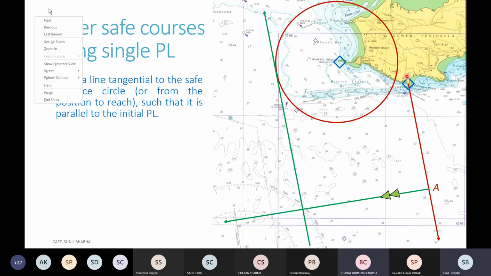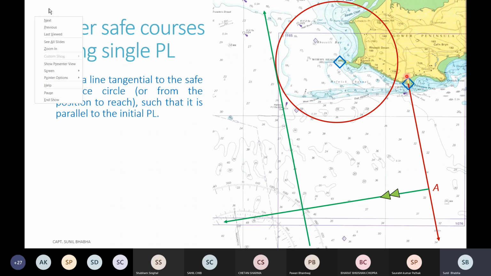Okay, beta. I was saying that in some questions it is possible that, instead of giving you a safe distance to pass, they may give you a position to reach. So if they have given you a position where you have to reach, then this parallel line you are drawing, you will draw it such that it passes through that particular position.